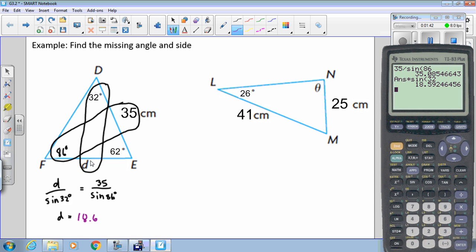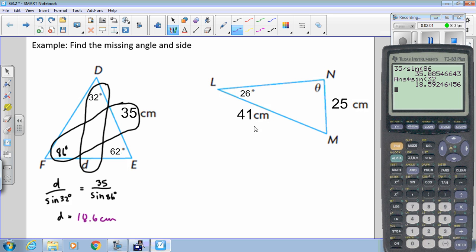Well, 86 gives me 35, and then 32 is quite smaller than 86, so I know that it has to be quite a lot less than 35, so 18.6 does in fact make sense. So that's how you find a missing side. Now let's take a look at a missing angle.